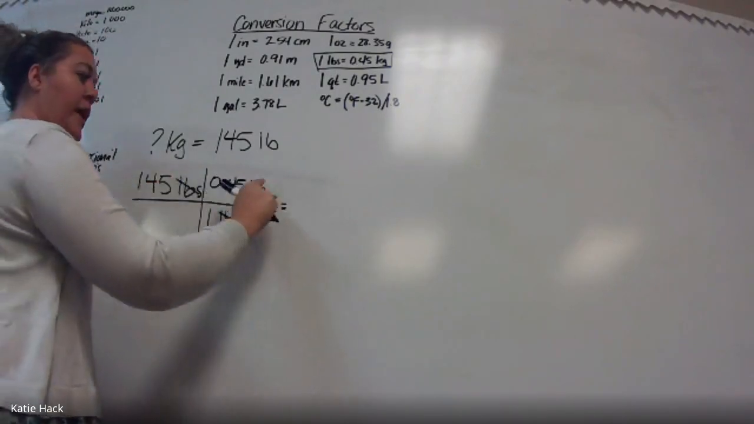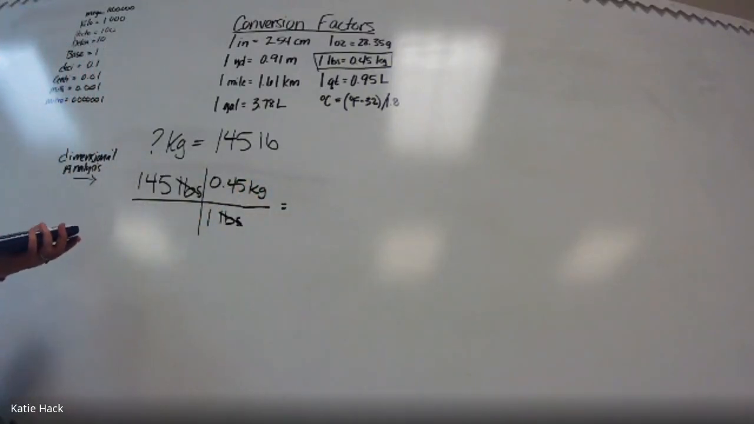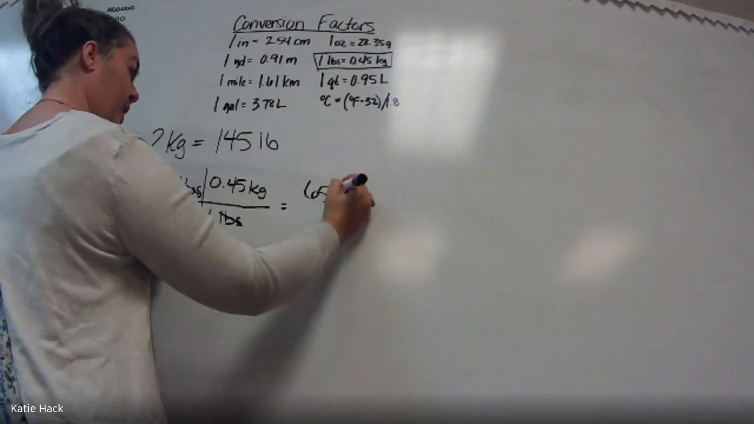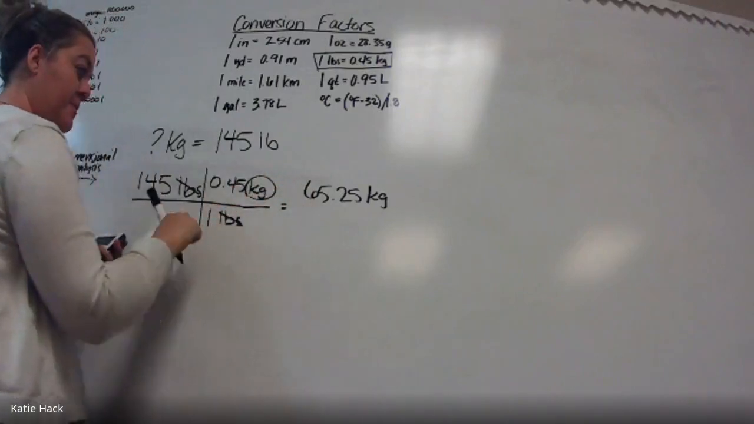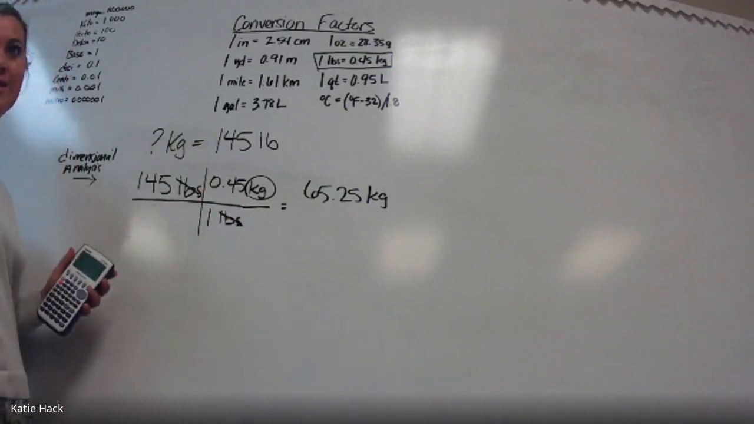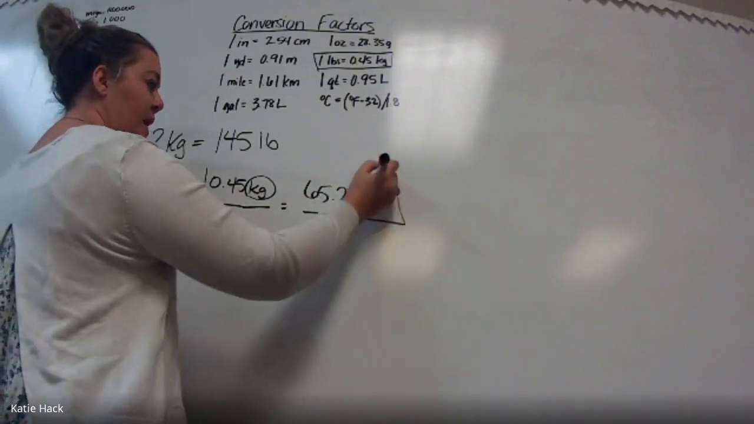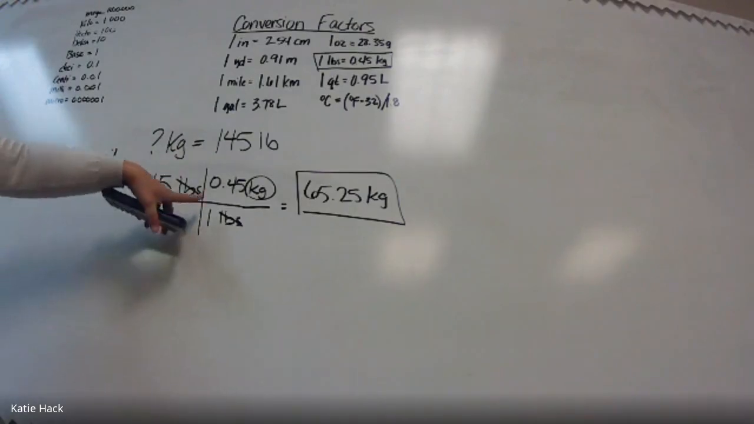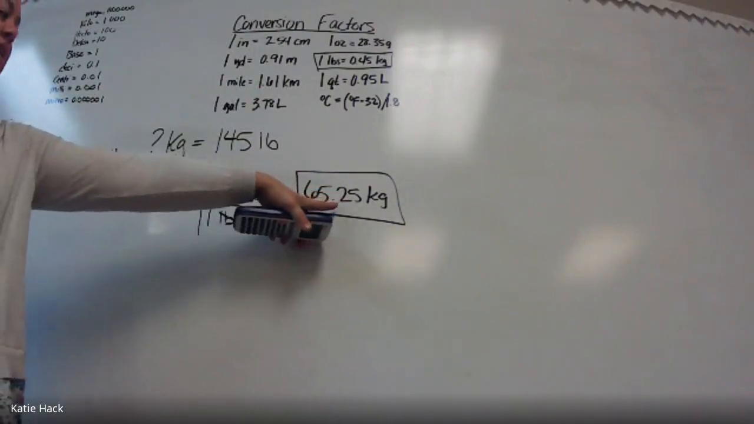Okay, now I'm going to multiply everything on the top together. So 145 times 0.45. That's going to give me 65.25 kilograms, because that's what I was left in. And then I'm going to multiply everything on the bottom, which is just 1. Anything divided by 1 is going to be whatever it was, so I don't actually have to divide anything here. And this is my answer. And it was asking me for kilograms. I used my conversion factor to get rid of the pounds, and I'm left in kilograms.